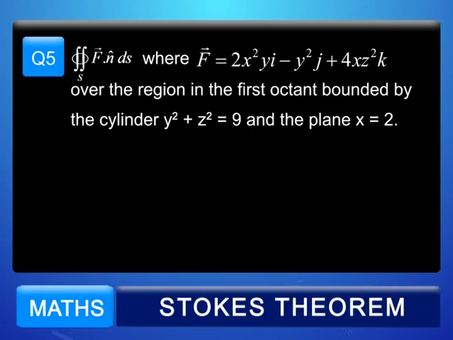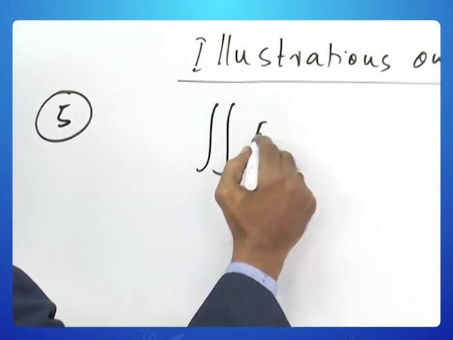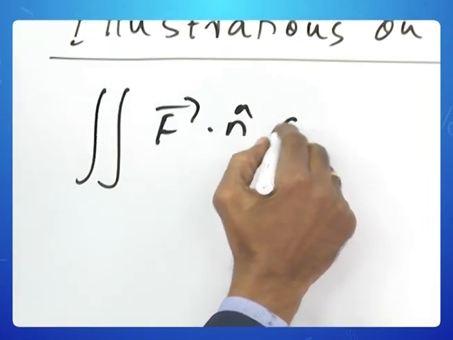Question number 5. What is the output of the surface integral f dot n cap ds, where the field f is equal to 2x square y i minus y square j plus 4x z squared k, taken over the region in the first octant bounded by the cylinder y square plus z square is equal to 9 and the plane x is equal to 2. So the question is to evaluate f dot n cap ds.